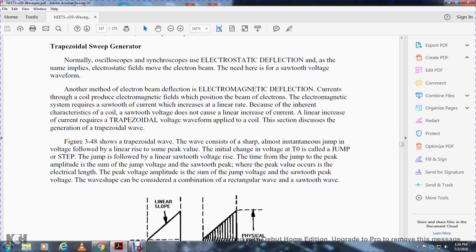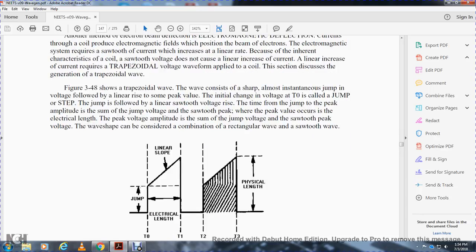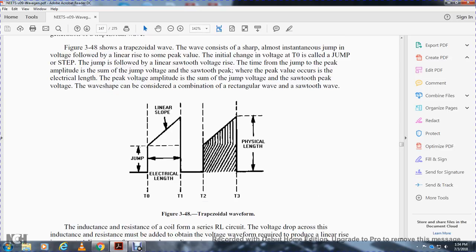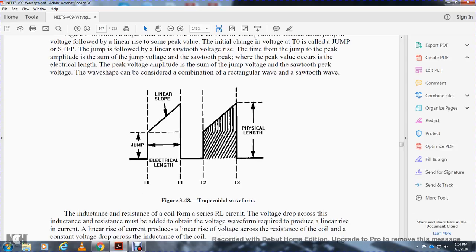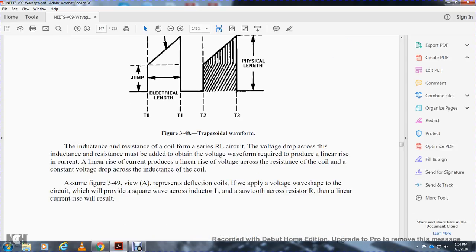This section discusses the generation of trapezoidal waves. Figure 3-48 shows the trapezoidal wave. The wave consists of a sharp, almost instantaneous jump in the voltage, followed by a linear rise. The change of voltage at time interval 1 is called the jump or step. The jump is followed by the linear sawtooth voltage rise. The peak voltage amplitude is the sum of the jump voltage and the sawtooth peak voltage. The waveform is shown as a combination of a rectangular wave and a sawtooth wave, showing the jump and the linear slope of the trapezoidal waveform.